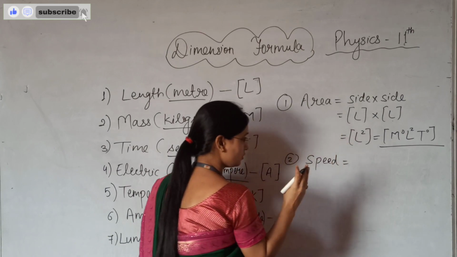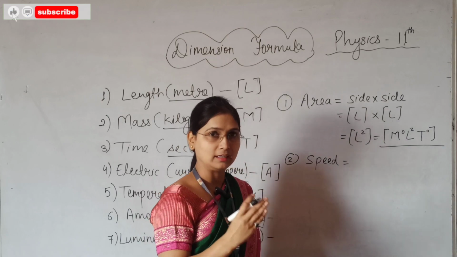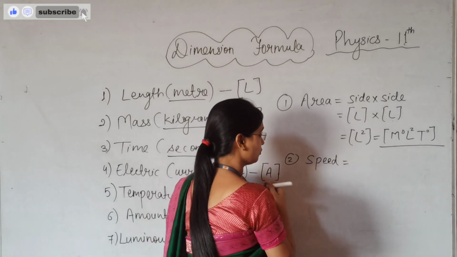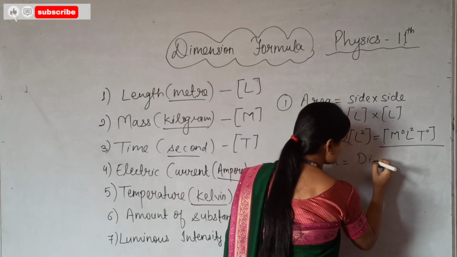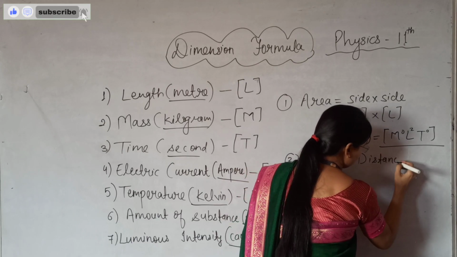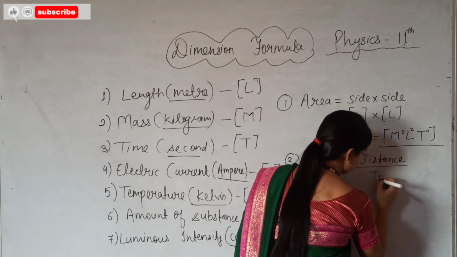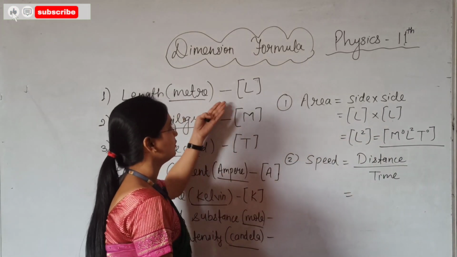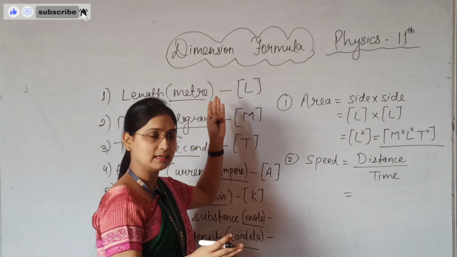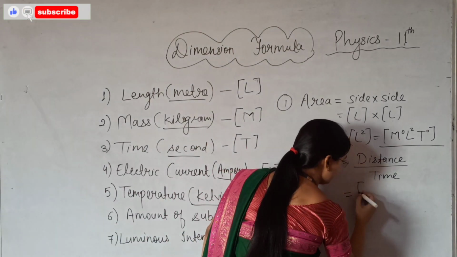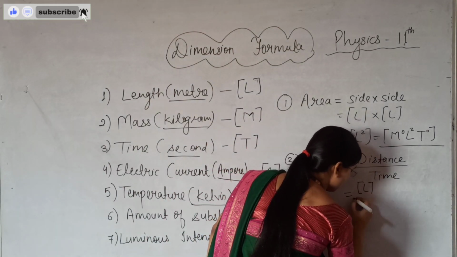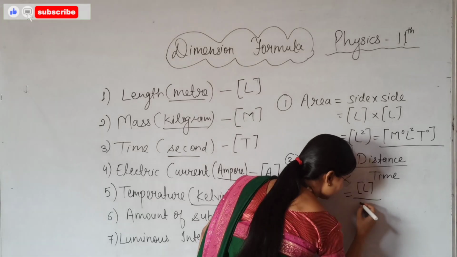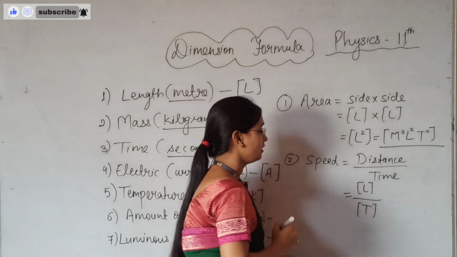firstly you have to know what is the formula of speed. I think in class 11th everyone has to know the formula. It is distance upon time, and again distance will be represented by L, as I told you earlier. So it will become L, and time is represented by T.